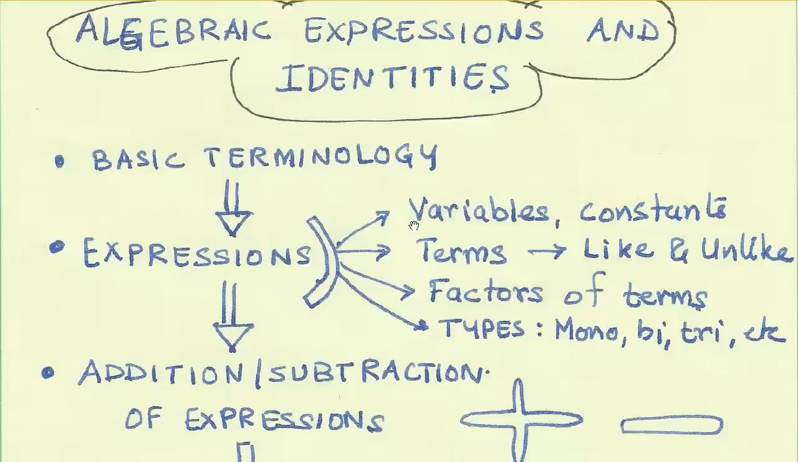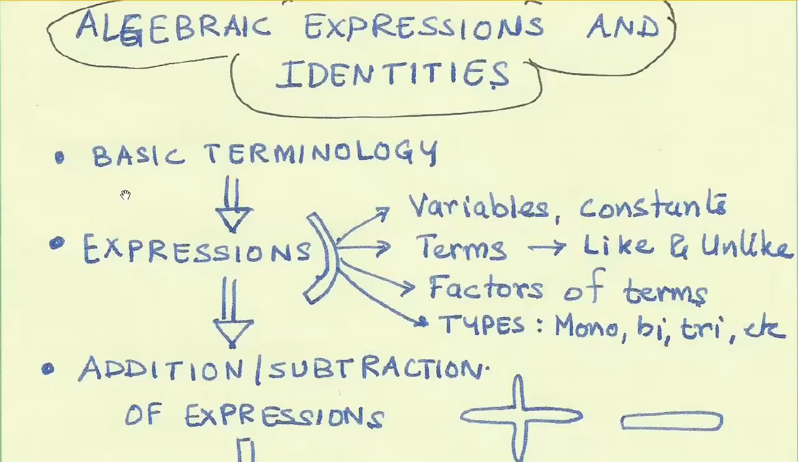Okay, so let us look at what we are going to learn in this new chapter, algebraic expressions and identities. First, we will begin our discussion with the basic terminology. And the basic terminology that we are going to discuss will focus around the expressions. Okay, and the expressions essentially they are made up of variables and constants. Everything in the world of algebra is composed of essentially variables and constants.